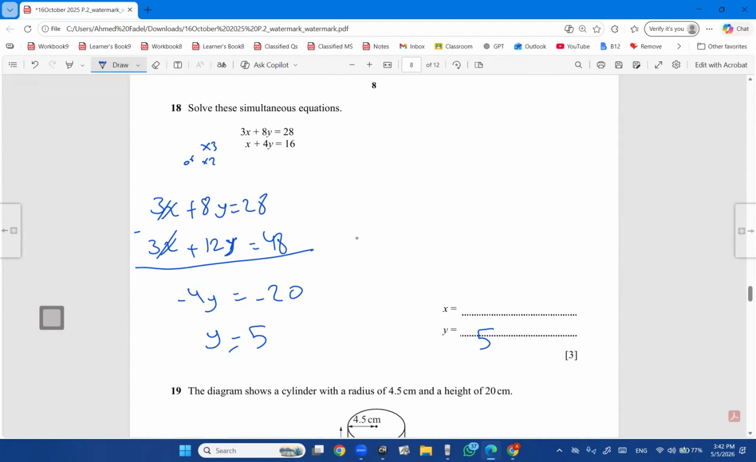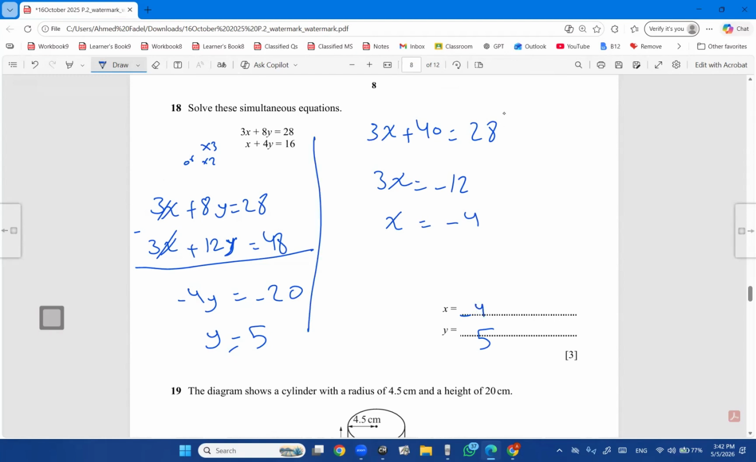Take the y and substitute in one of the two equations. So now it is 3x plus 8 times 5, which is 40, equals 28. So 3x equals negative 12, taking the 40 to the other side, negative 40. So x is negative 4.